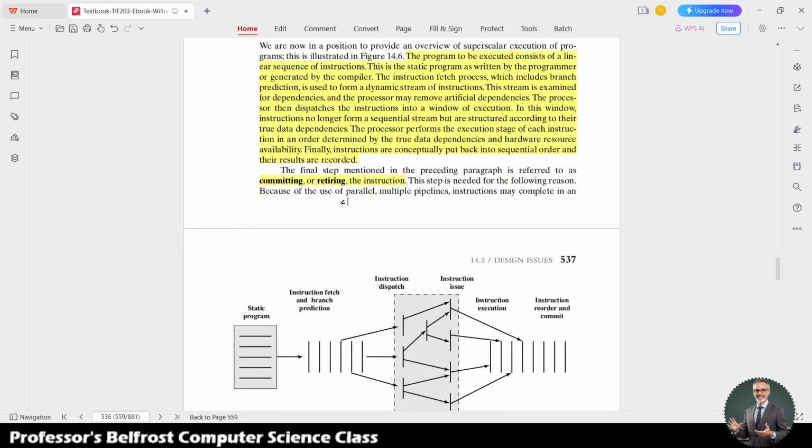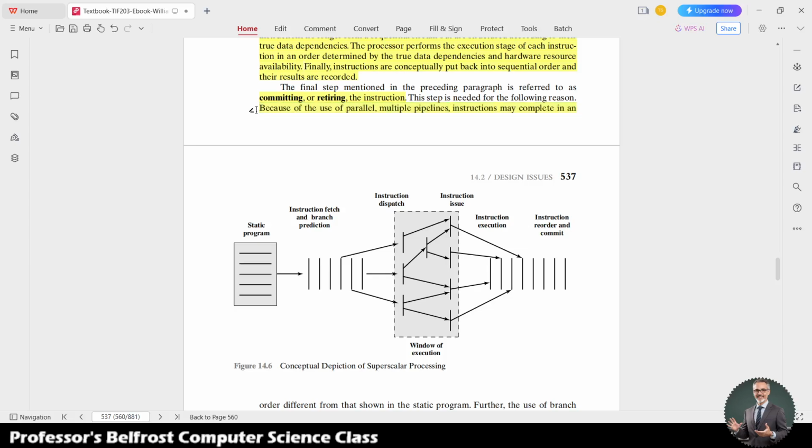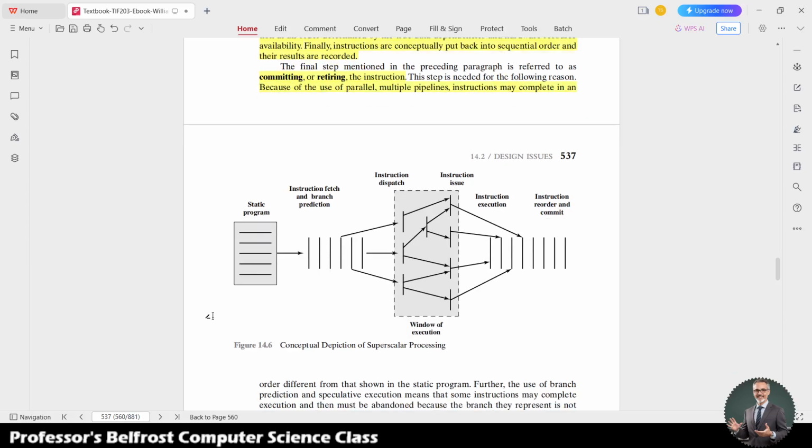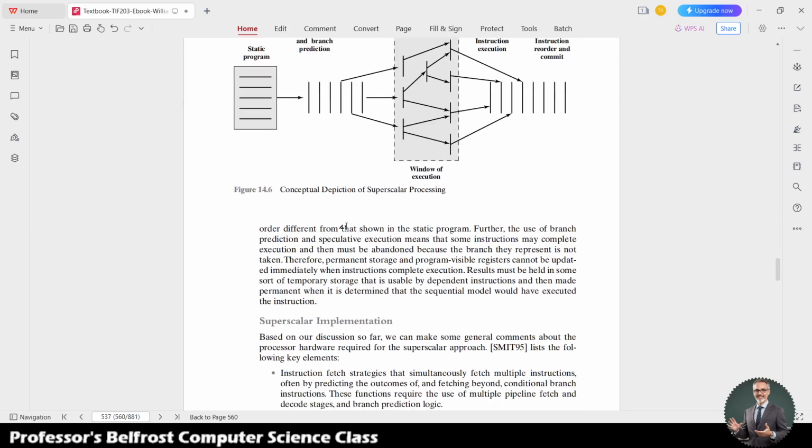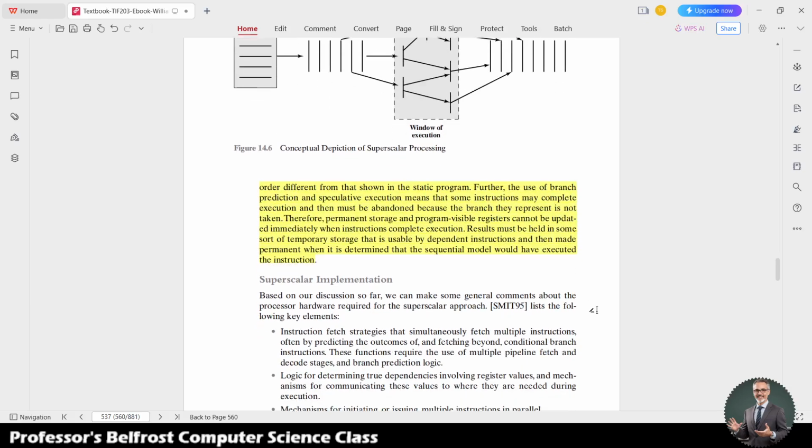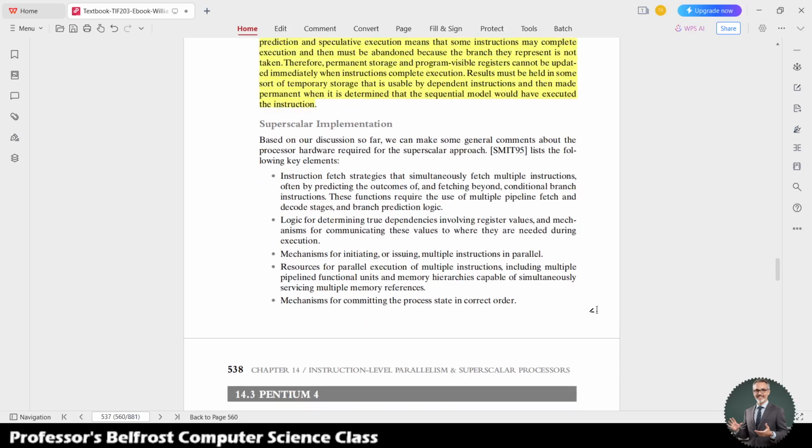Because of the use of multiple parallel pipelines, instructions may complete in an order that is different from that shown in the static program. Further, the use of branch prediction and speculative execution means that some instructions may complete execution and then must be abandoned because the branch is not taken. Therefore, permanent storage and program-visible registers cannot be updated immediately when instructions complete execution. Results must be held in some sort of temporary storage that is usable by dependent instructions and then made permanent when it is determined that the sequential model would have executed the instructions.